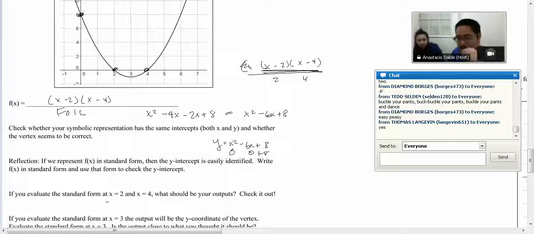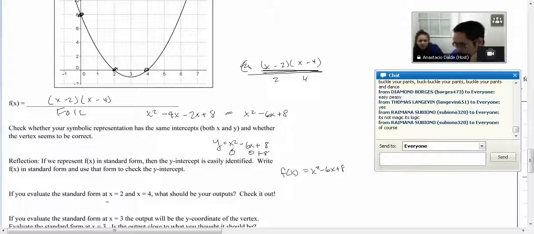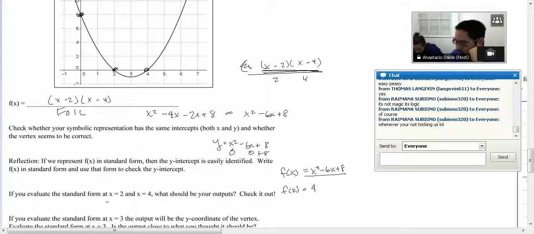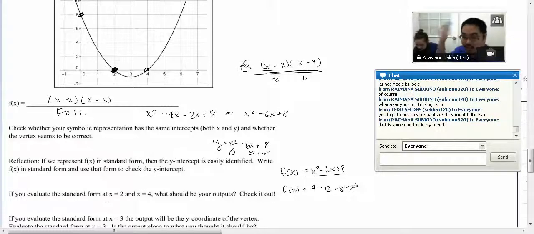All right. What else do they want us to do in standard form? Well, they want us to say, okay, if f of x, or y in this case, is equal to x squared minus 6x plus 8, what is f of 2? So all you do is you write down this thing again, except instead of an x, you put in a 2. So you got 4. No, it's not just times by 2. You replace the x with a 2. So it's 4 minus 12 plus 8. What's 4 minus 12 plus 8? Yes, exactly. It's 0. Which is good, because you're telling me that when you plug in x equals 2, you get y equals 0. Right? Look, that's why it's an intercept.